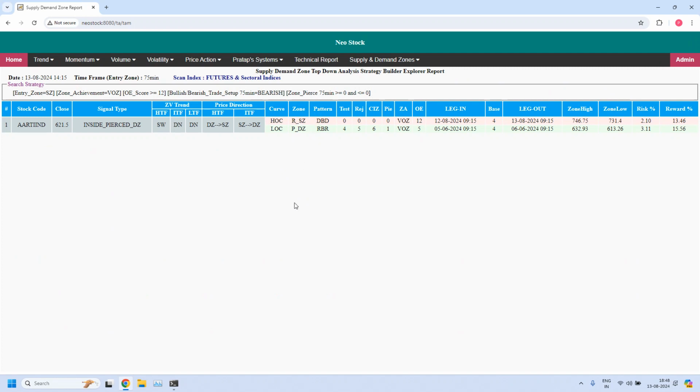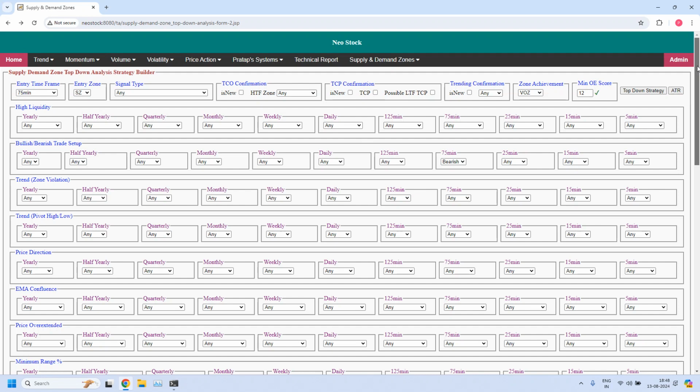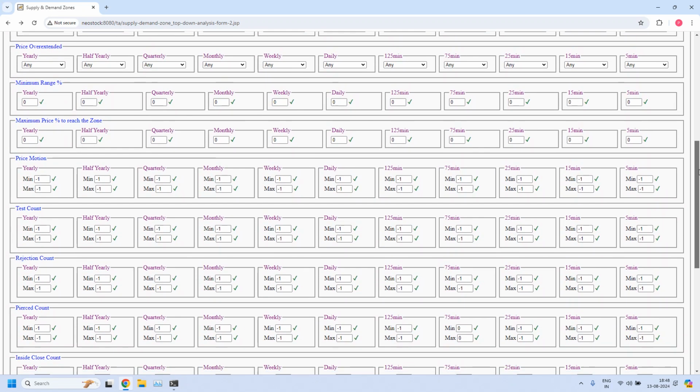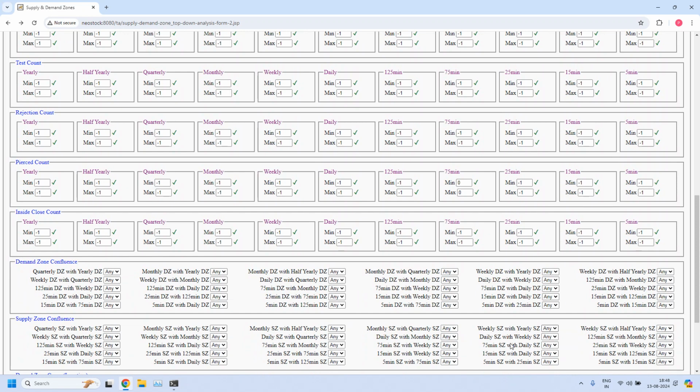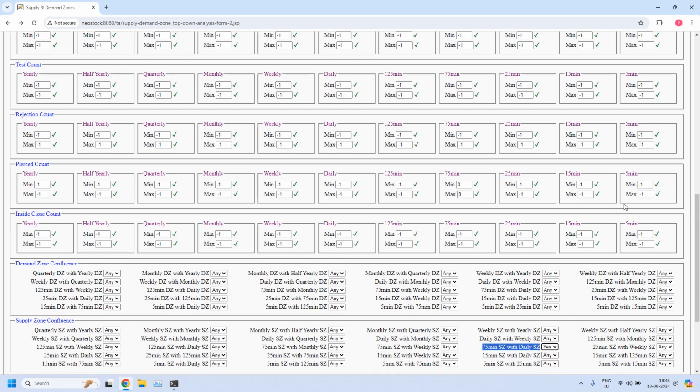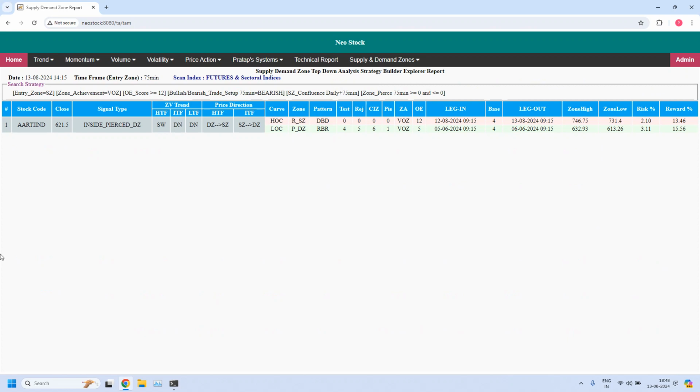So the supply zone is having confluence. We have to verify. Currently this supply zone is supporting a bearish trade setup for a weekly income trade, but we will see whether the supply zone is having any confluence with the daily zone. So we need to look for supply zone confluence. So we have the 75 minute supply zone with the daily supply zone. I am enabling. So it is having confluence. Supply zone, daily and 75 are having confluence. ITF confluence is there. Now let's check even HTF confluence also.